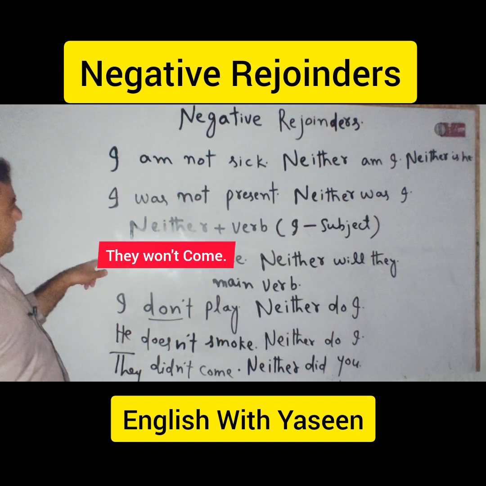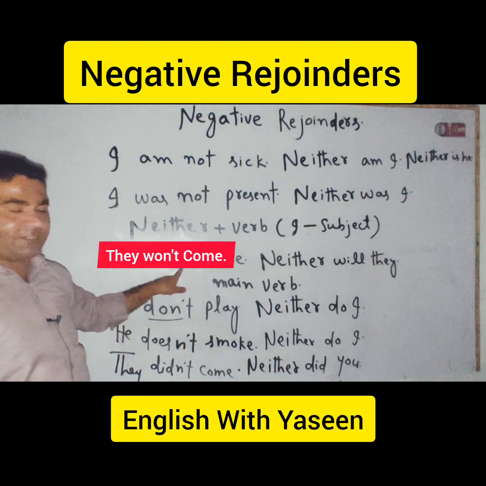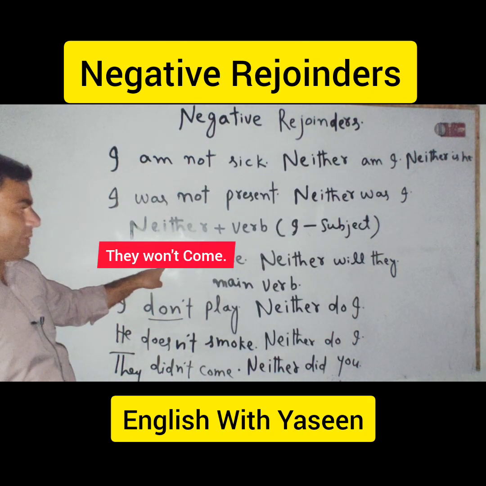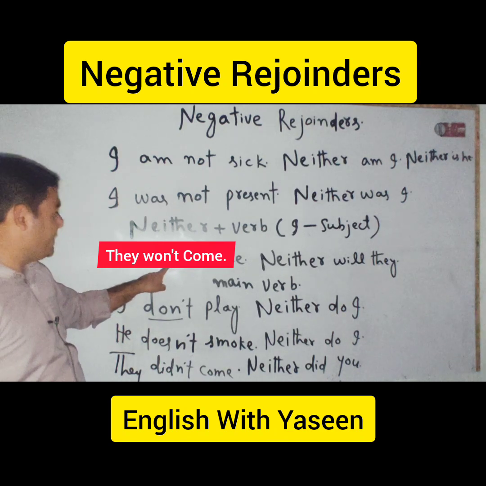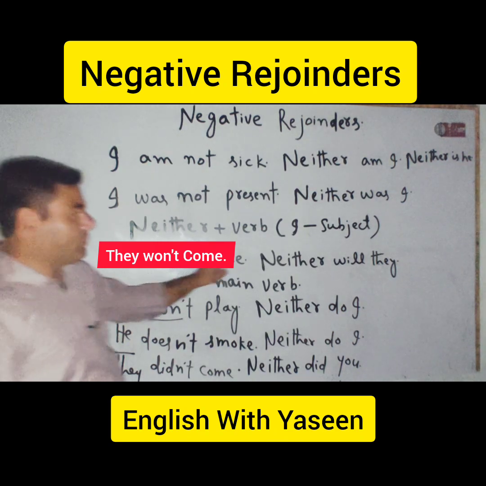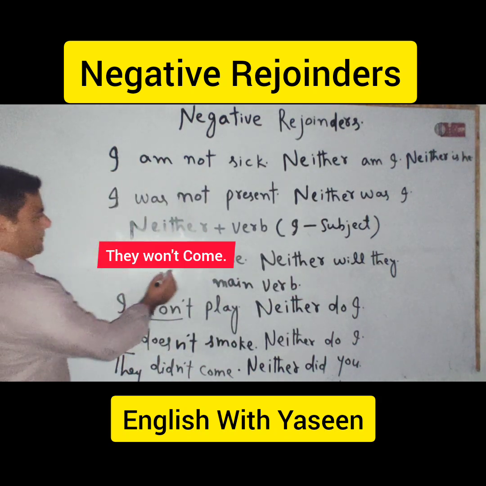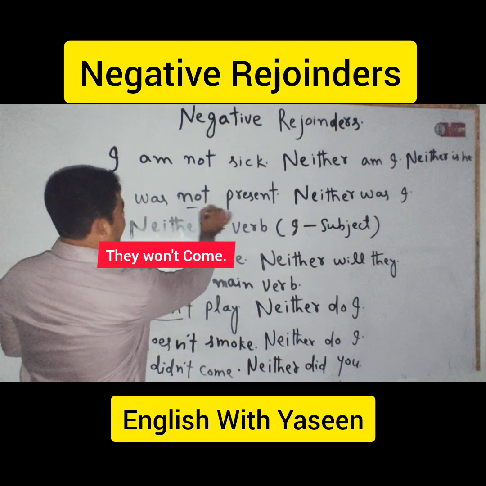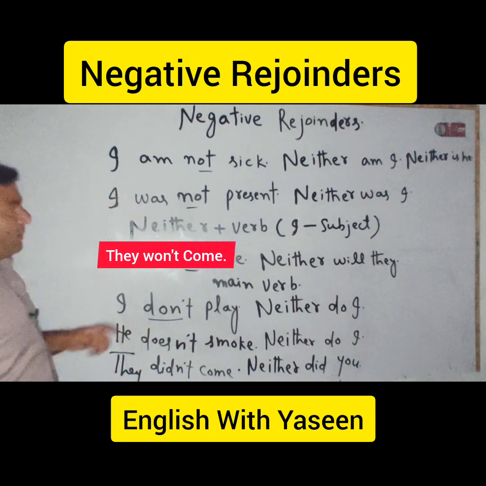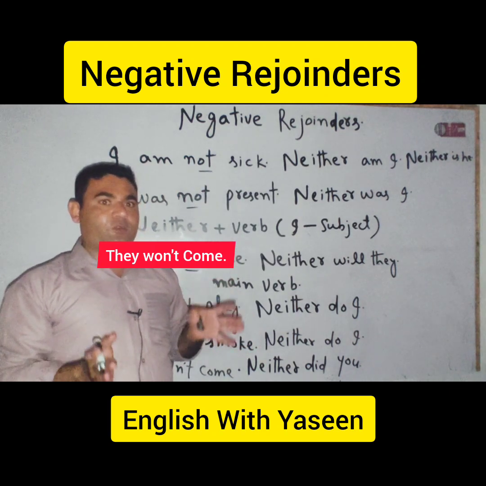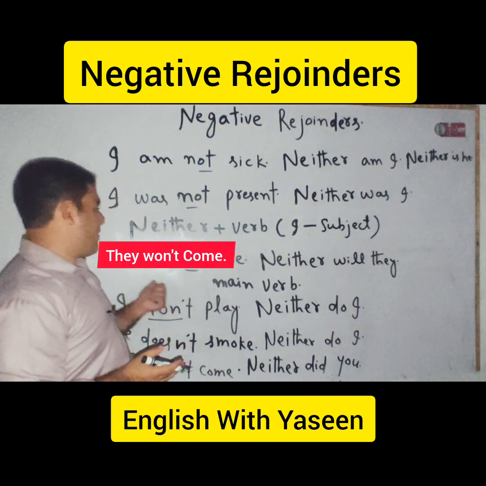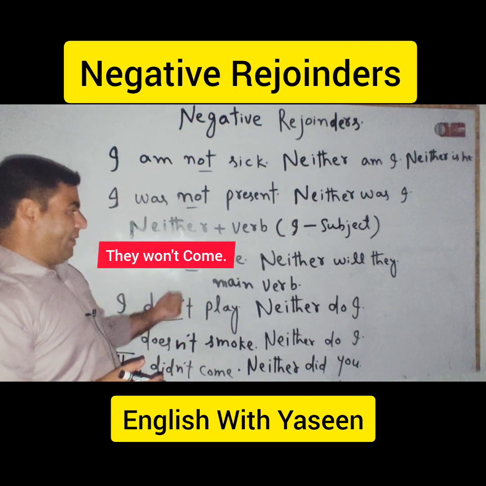Let's talk about this example, he won't come. It's also a negative sentence because the short or contracted form of will not is won't. So he won't come, so neither will I. Why do we use neither? Because all of these sentences are negative. If they were positive, we would use so. But because they are negative, we used neither, right?